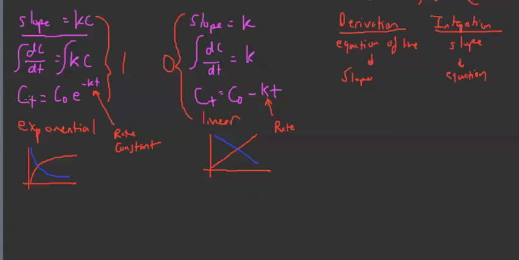I want to say one more thing about first order. First order can actually be expressed as ln Ct is equal to ln C0 minus kt. And this is going to be the same thing. It can't really be expressed as anything else. I'm just going to rewrite it.